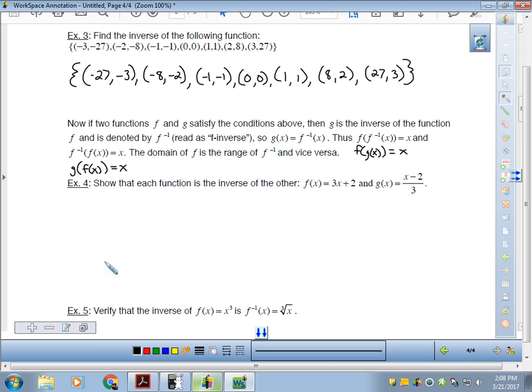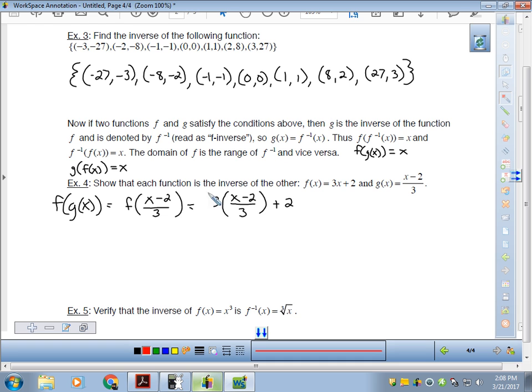Example 4 asks us to show that each function is the inverse of the other. f of x equals 3x plus 2, g of x equals (x minus 2) over 3. So the first thing I want to do is a composition, f of g of x. That means I have f of (x minus 2) over 3, because that's what g of x is. I plug it into the f function, so I have 3 times (x minus 2) over 3, and then plus 2.